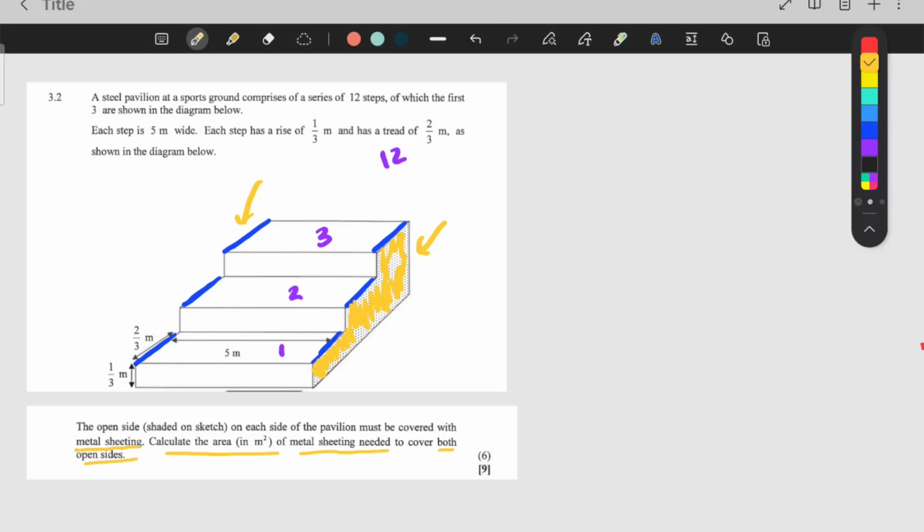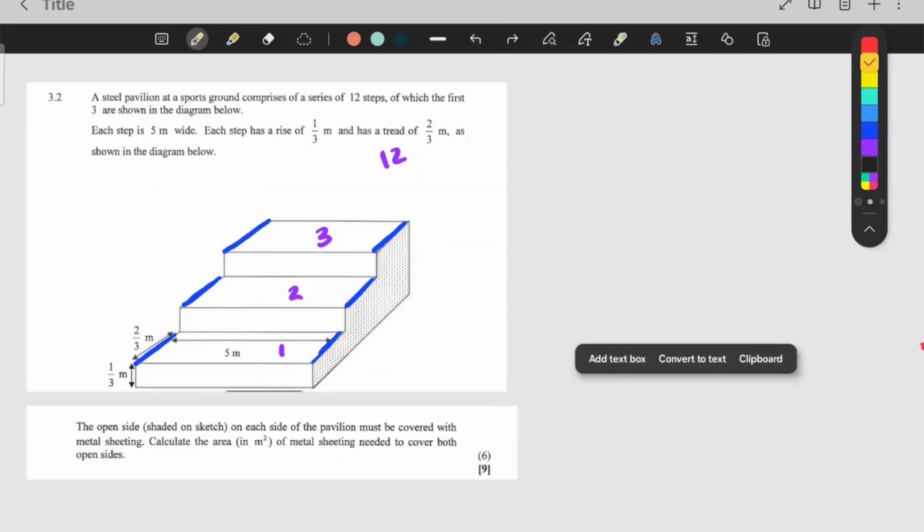So we have to calculate the area of the shaded part, eh? Now remember, it goes on up until 12 steps. So we have to calculate the area of all of that and then multiply it by 2 because we're doing this side and that side. So that's the amount of metal sheeting that we will need. We need to work out the area. Okay, so let's go.